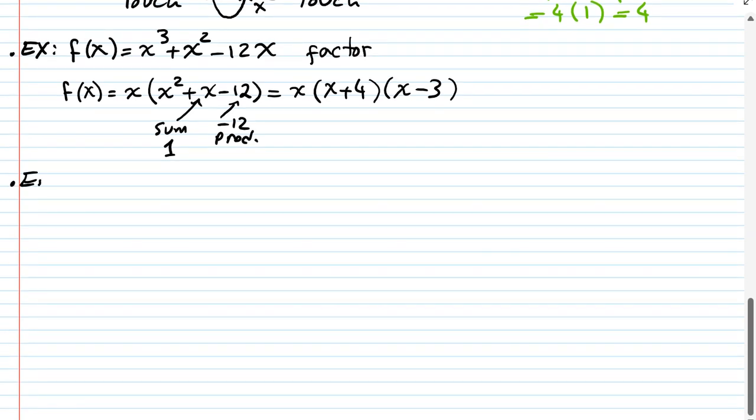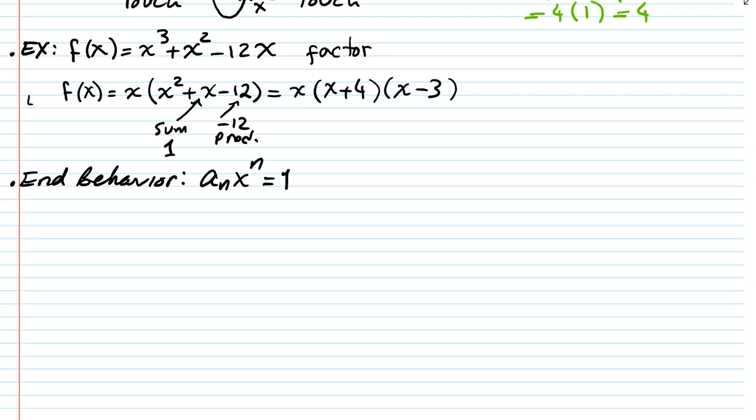Let's look at the end or extreme behavior. The extreme behavior is given by the leading term. In this case, the coefficient is 1, and that is what a is. A is the coefficient on the leading term, so it's 1 times x cubed. In fact, that is your leading term, so it's just x cubed. That means the function is going to behave like x cubed does.